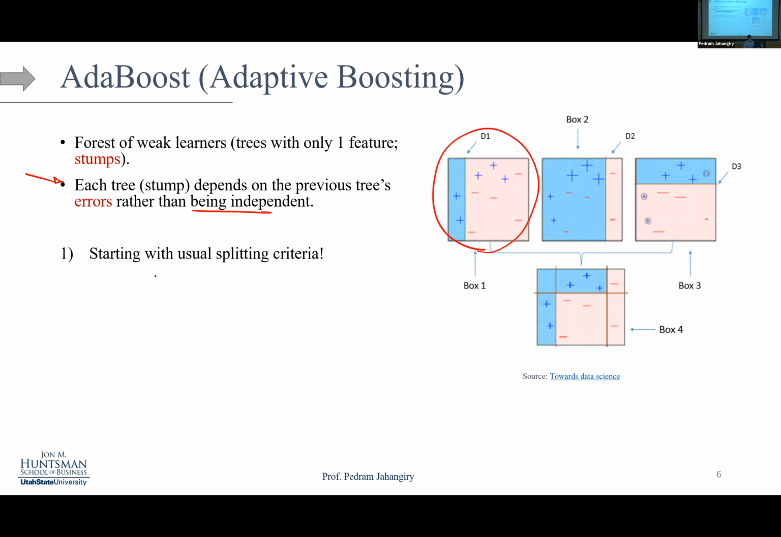We are going to start with our usual splitting criteria, right? So imagine this is classification. We have blue crosses, and then blue plus and red minus, right? So this is our data. Imagine this is classification data. And if you want to start with the first box, we have two options in terms of coming up with the splitting criteria. Maybe I have a vertical split and I have a horizontal split, right?